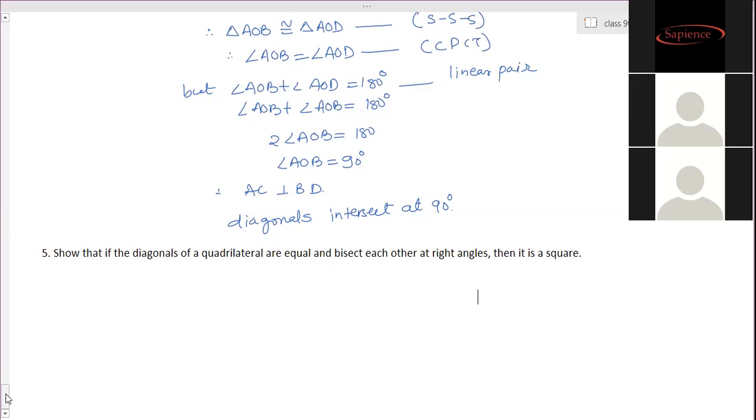To prove the given quadrilateral is a square, first we have to prove both pairs of opposite sides parallel. Second, we have to prove all sides are equal. And third, we have to prove one angle is 90 degrees. So we have to start doing it. Here also three congruencies you have to prove.